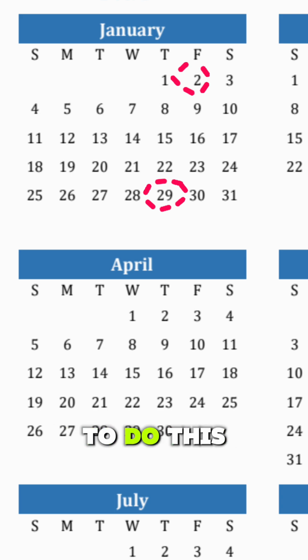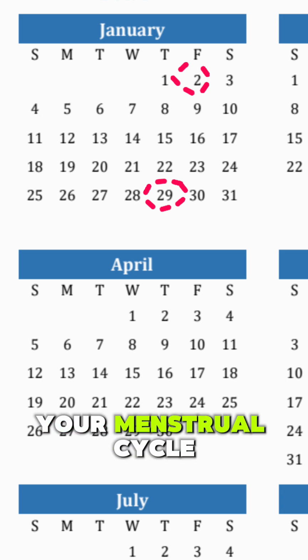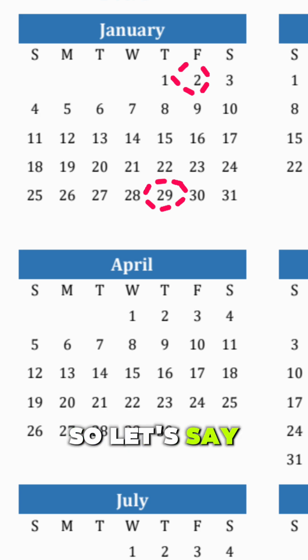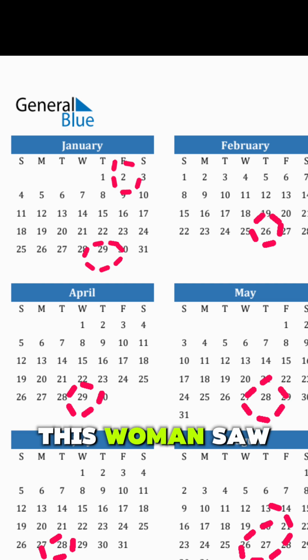You will need to do this for at least 4 to 6 months. Even better if you do it for 1 year. This way you'll be able to have a clear view of the days of your menses and get enough values that will help you to calculate your menstrual cycle. So let's say this is the days that this woman saw her menses on the various months of the year.